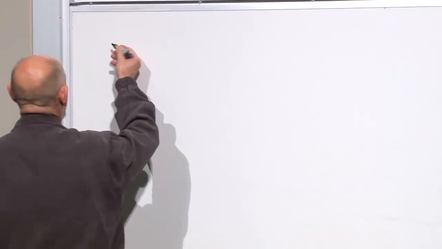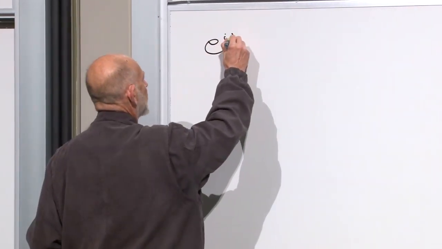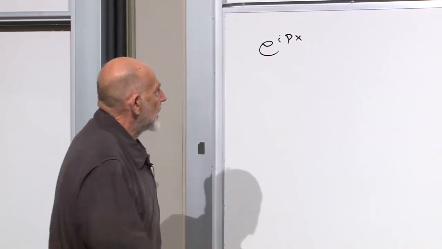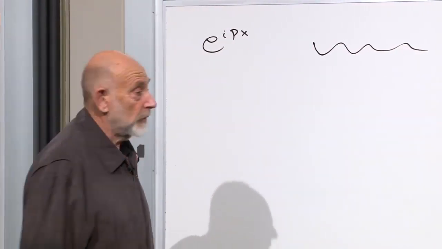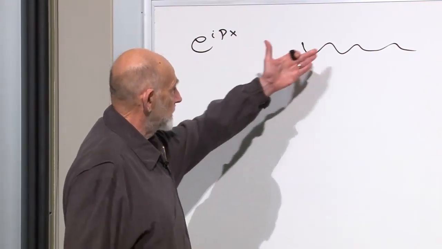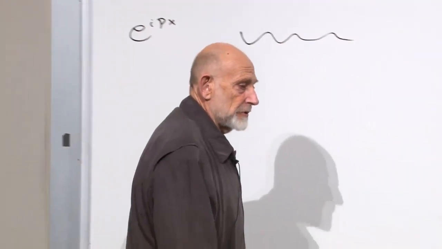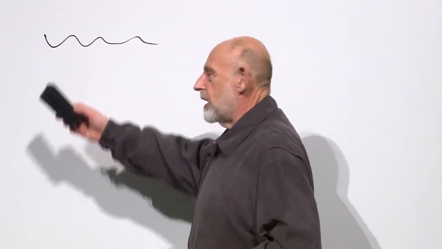The function e to the i px, let's take p to be a number. p is a number now, it's not a variable. e to the i px is a combination of sine and cosine functions, cosine px plus i sine px, and therefore it has a wave-like character. We call it a plane wave, just simple waves, cosines and sines. And you can think of it as a wave. Of course, it's not moving. Just writing e to the ipx doesn't give it any time dependence, so it doesn't move, but it's wave-like.